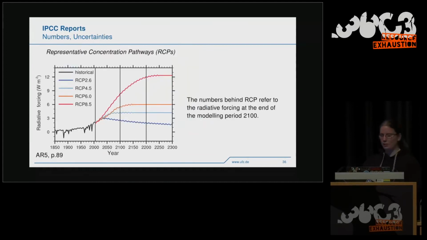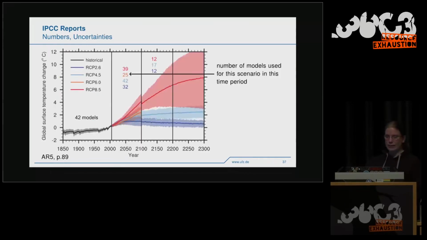So first of all, again to the graph from before, the numbers behind the RCP refer to the radiative forcing at the end of the modeling period of 2100, meaning if you follow one of these lines, for example the red one, to where it crosses the 2100 line, then the number there is 8.5. So RCP 8.5 is the name for this RCP scenario. Then the numbers in these different sections are the numbers of models used for this scenario in this time period.